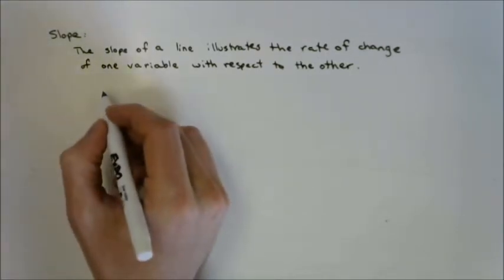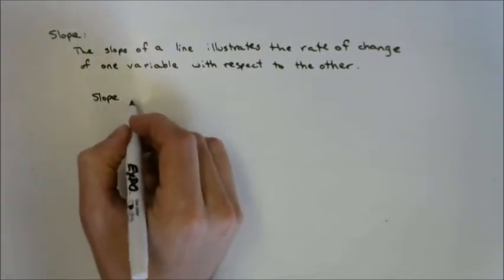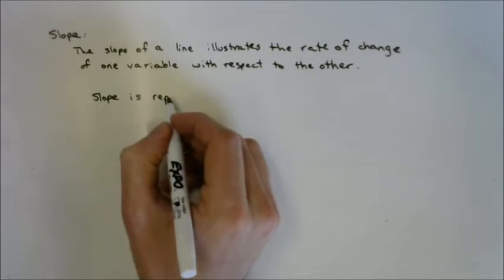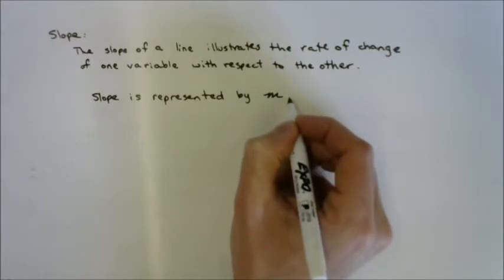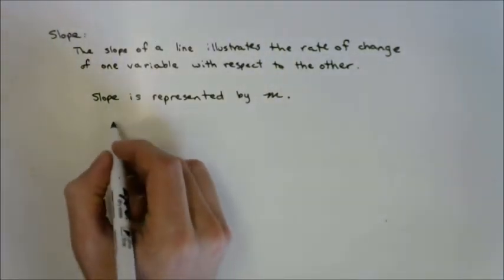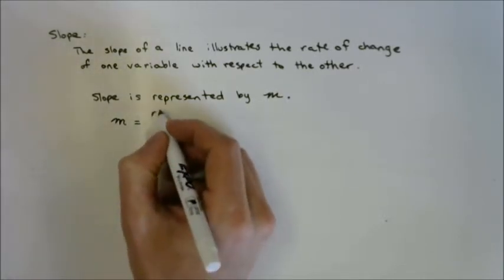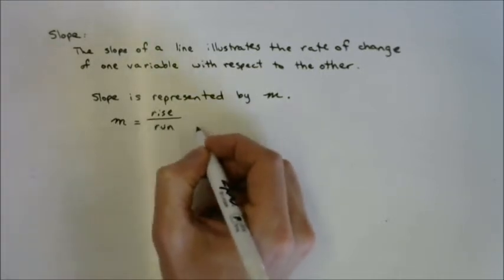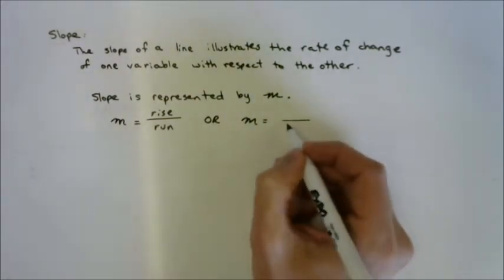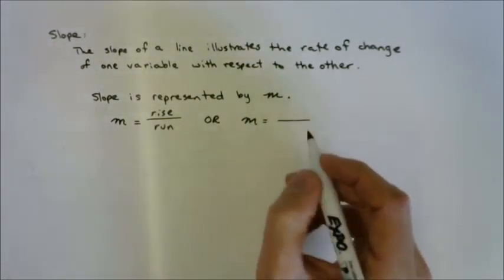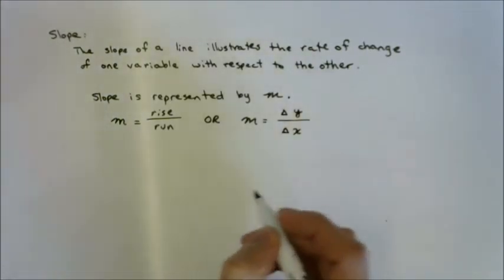Okay? Slope is represented by what letter? By m. And m equals rise over run. Another way to say that, m equals delta y over delta x.